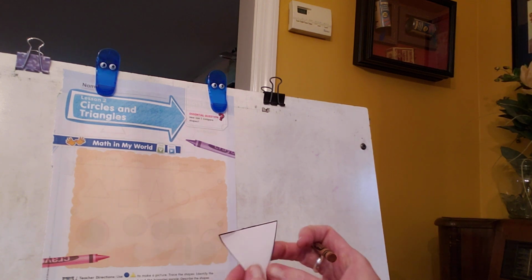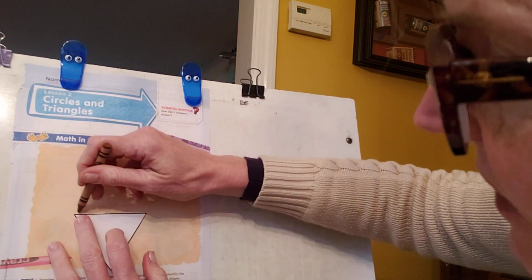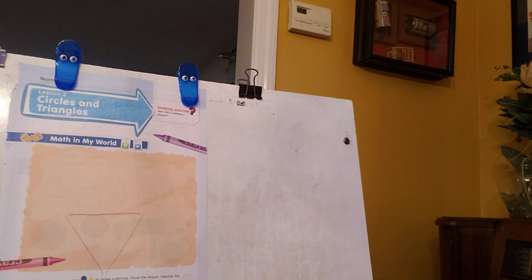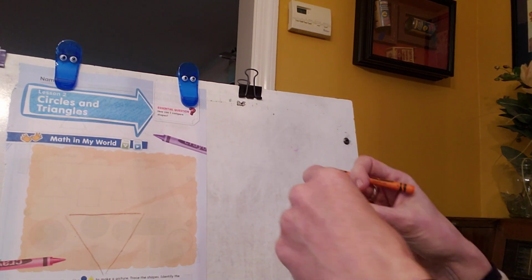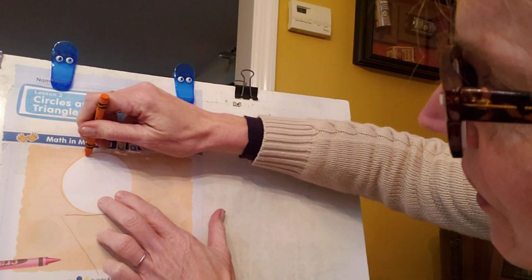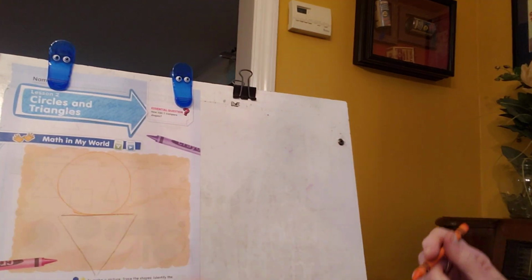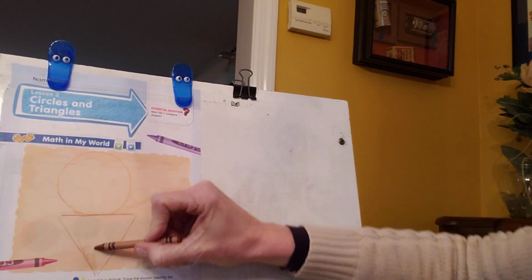So I'm going to ask you to take your triangle and trace that triangle on your paper there, okay? Let's trace the triangle. And then let's take your circle and trace your circle. Okay. Now, let's color in the triangle brown.